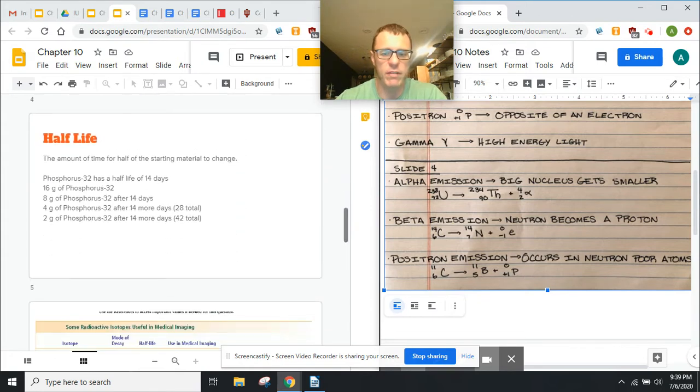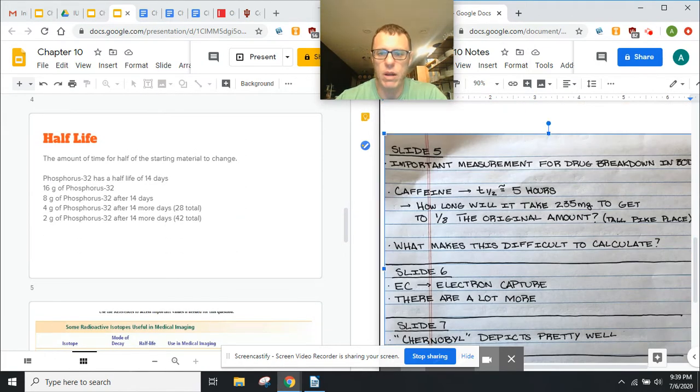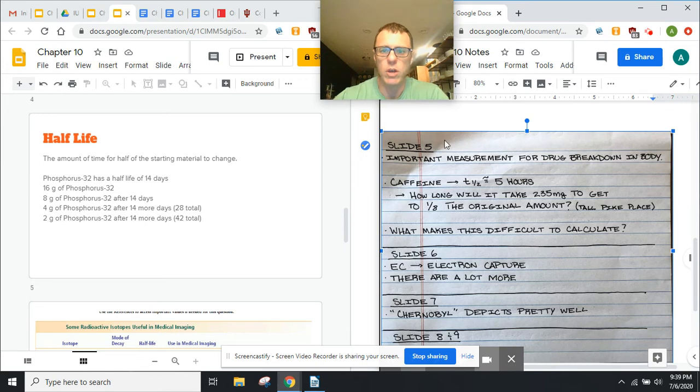All right, half-life. Okay, now we're going to have to do a little bit of math, which is going to be pretty awesome, right? Okay, so half-life is the amount of time for half of the starting material to change. Now, as far as radiation is concerned, here phosphorus-32 has a half-life of 14 days, 2 weeks. Pretty easy. So if we start with 16 grams of phosphorus, it's day one.